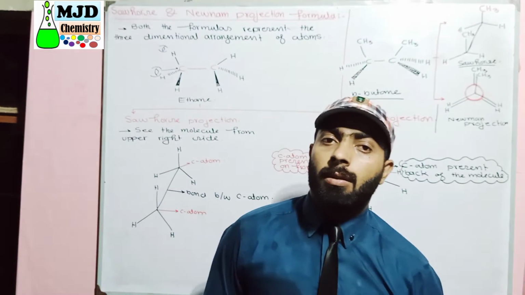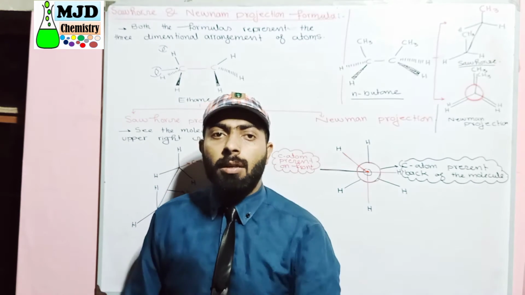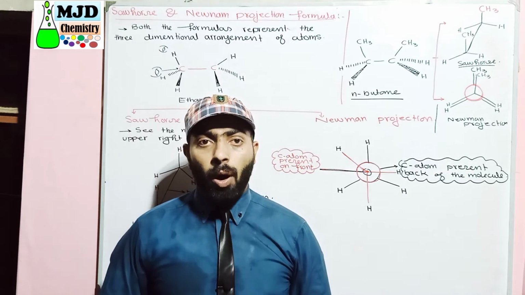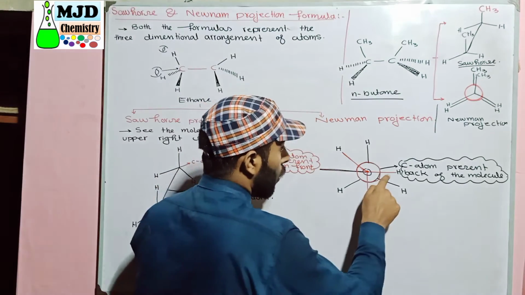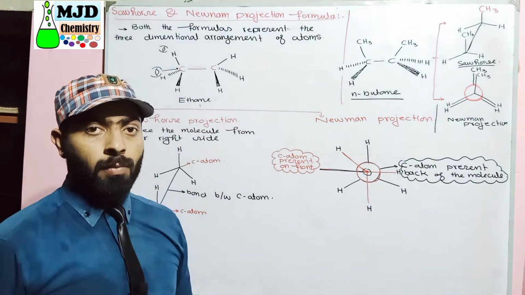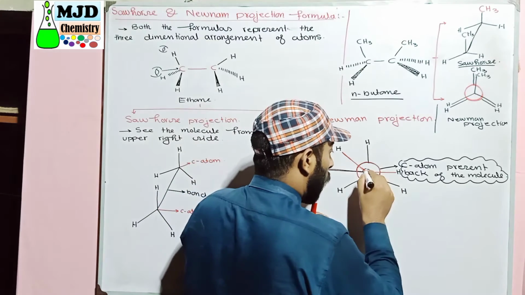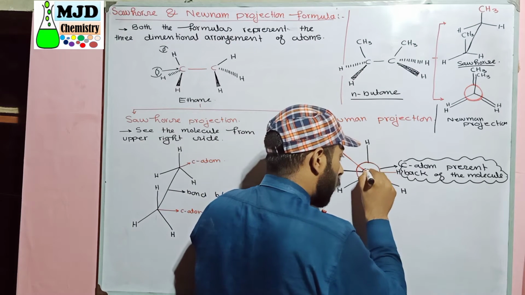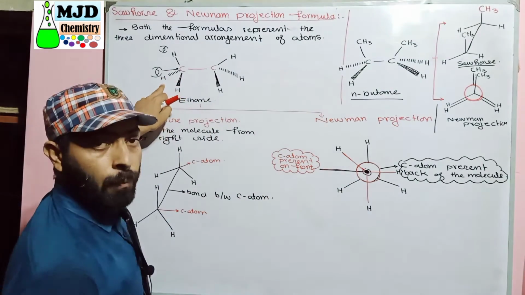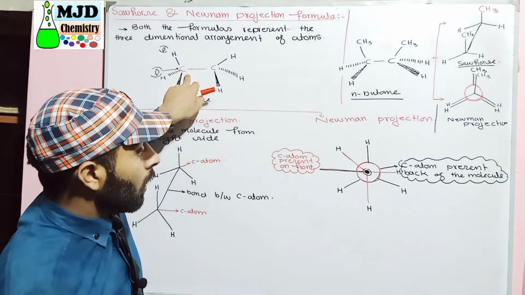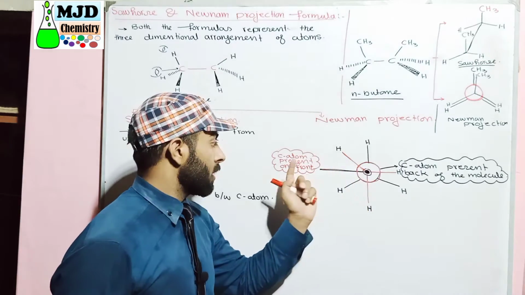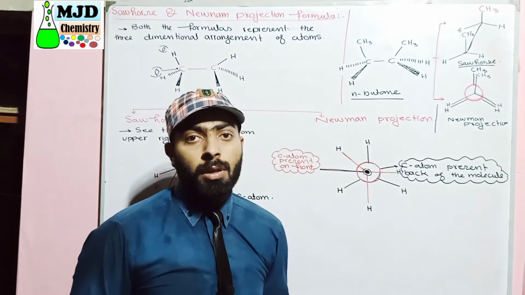And next, how can we write the front carbon atom and the atoms which are attached to the front carbon atom? To write the front carbon atom, we draw 3 lines at an angle of 120 degrees. This point represents the carbon atom which is present in front of the molecule, or in front of you. These are the 3 hydrogen groups, and this dot intersection represents the carbon which is present in front of you. Let's see another example.